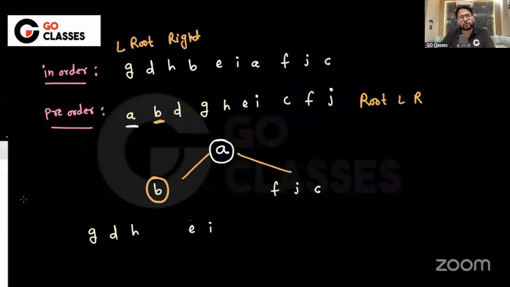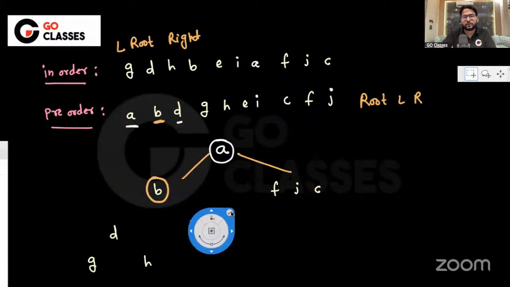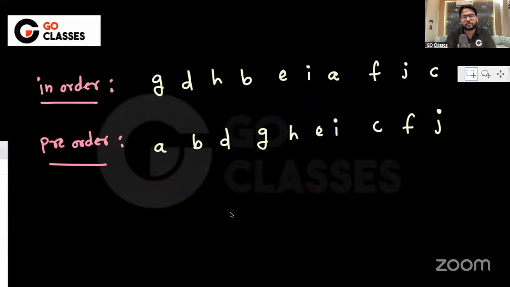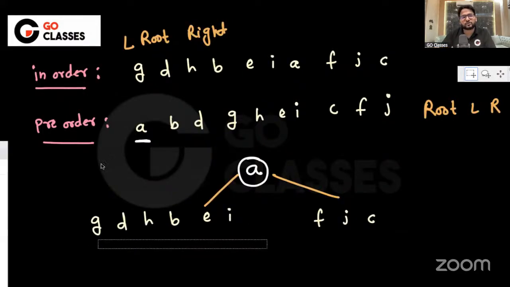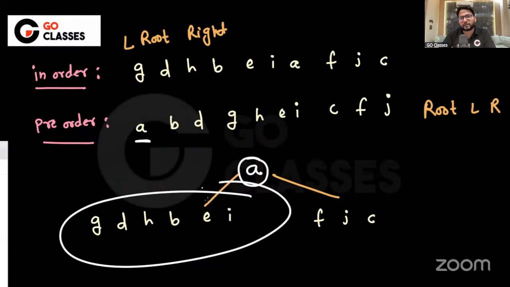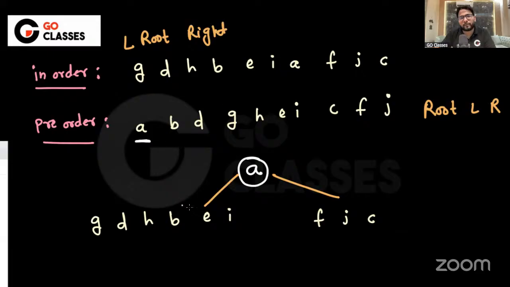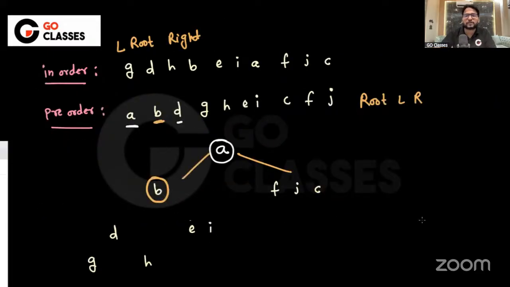Again, find out the root using the pre-order among these three, G, D, H. First is coming D, so basically D is the root again. And the left is this. Using in order, you can check what is on the left and what is on the right. The in order I have already copied, so I don't have to look at the in order again and again. I hope you are getting my point. So these are the two steps.